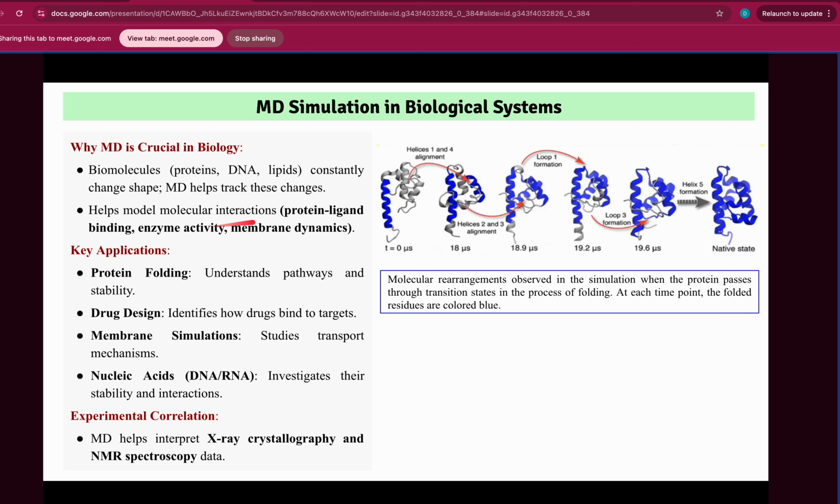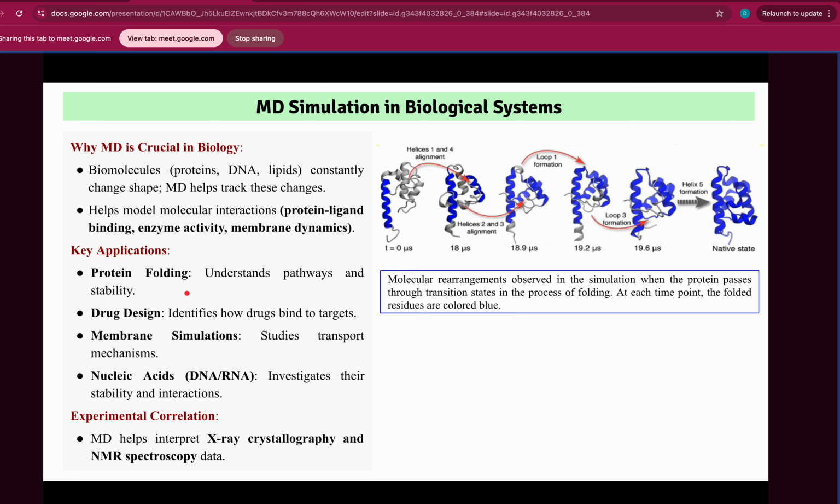With the help of MD simulations, we can track those changes. It helps to model molecular interactions, such as protein ligand binding, enzyme activity, or membrane dynamics. In this figure, I have shown how a protein is getting folded. Towards the x-axis is the time, over which the protein is changing its conformation and ultimately getting folded into its native state conformation. Here it was unfolded. Then different helices are aligning together, they are coming together, they are getting folded. So the key application is protein folding.